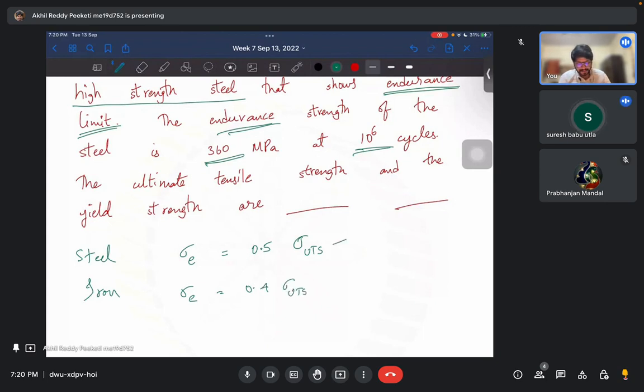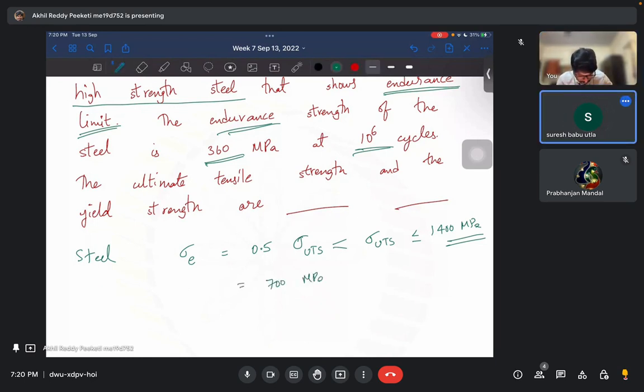So this also has some condition. This is true till sigma UTS is less than or equal to 1400 MPa. If it is more than 1400 MPa, then you should take directly... Okay, this is for irons.